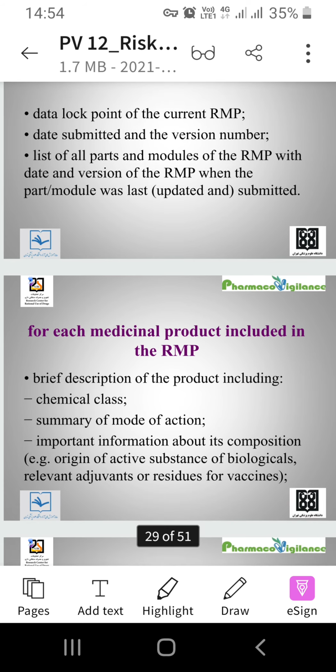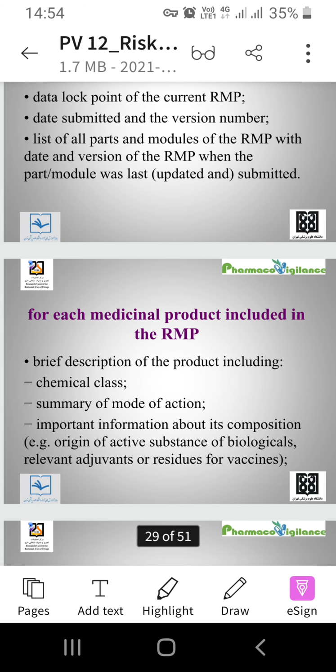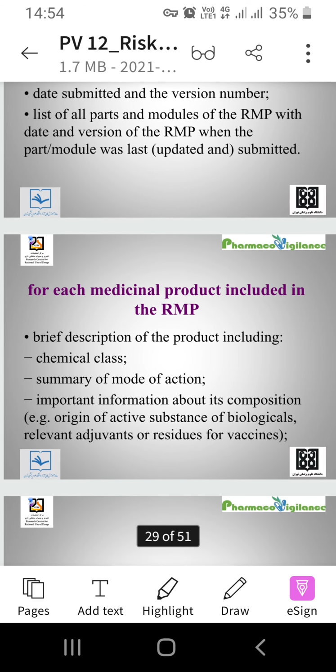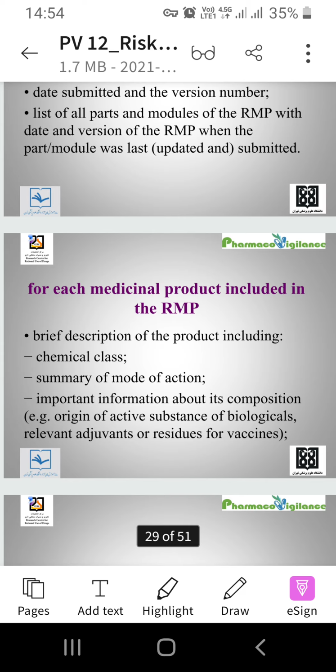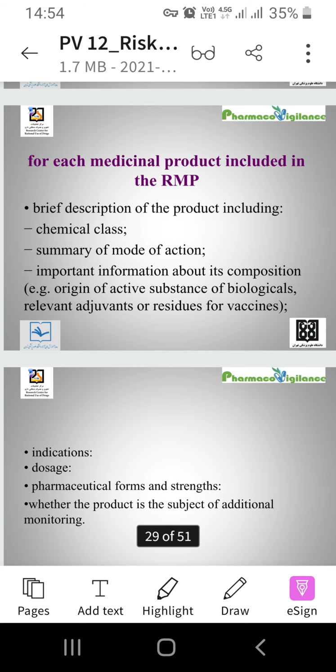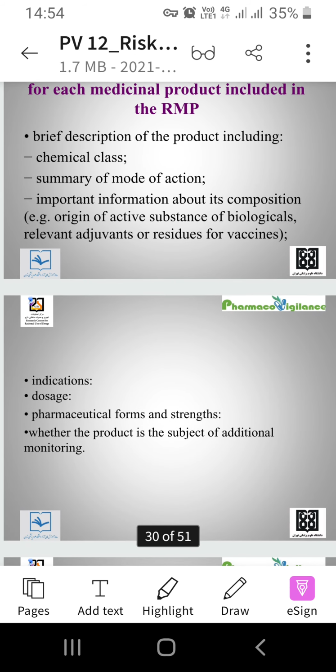For each medicinal product included in the RMP, a brief description of the product, including chemical class, summary of mode of action, important information about its composition, for example, origin of active substance or biologically relevant adjuvant or residues for vaccines. We also include the indication, dosage, pharmaceutical forms and strengths, and whether the product is the subject of additional monitoring.